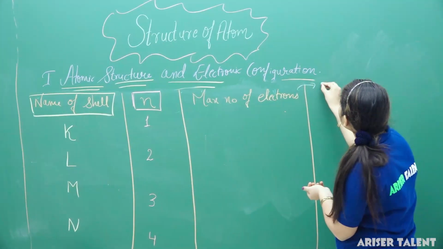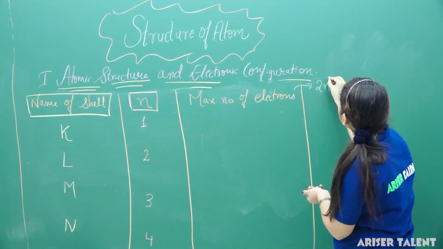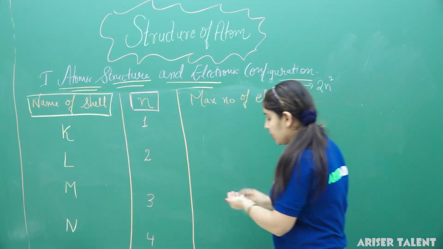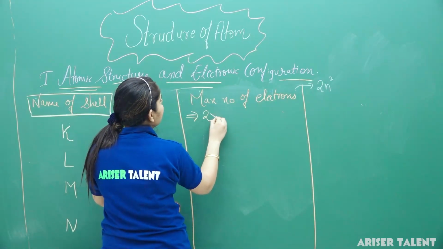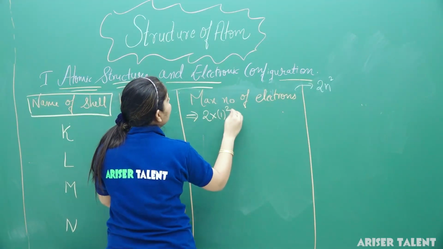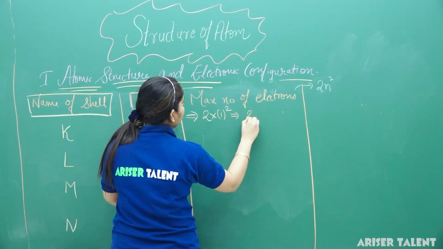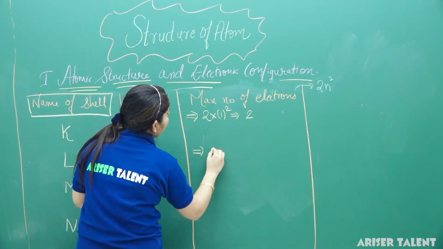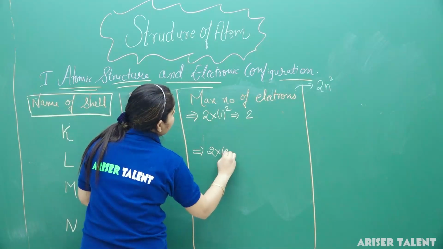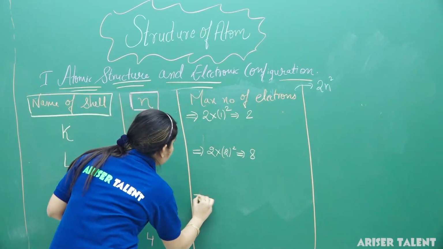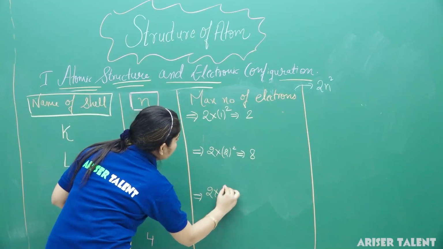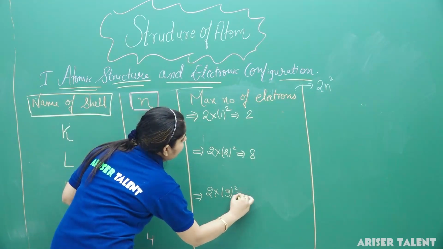So the calculation for the maximum number of electrons will be 2n square. We calculate the maximum number of electrons: 2 into 1 square, we get 2. Again we have 2 into 2 square, we get 8. In the third step we have 2 into 3 square, we get 18.